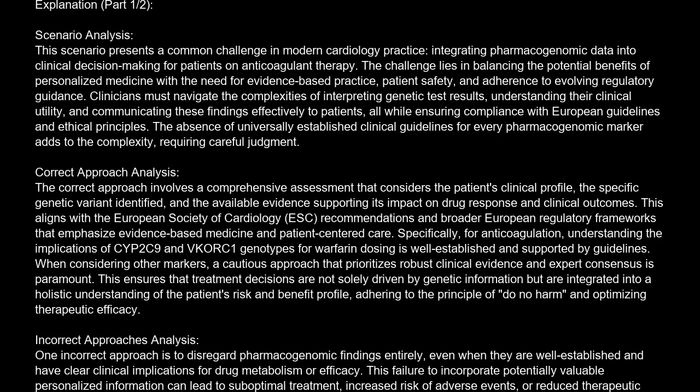Correct answer is B. Initiate warfarin at standard starting dose, closely monitoring INR and adjusting as clinically indicated, while acknowledging the genetic findings may suggest a lower initial dose is likely needed.